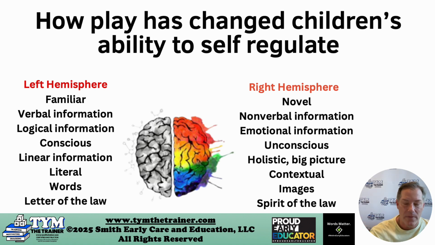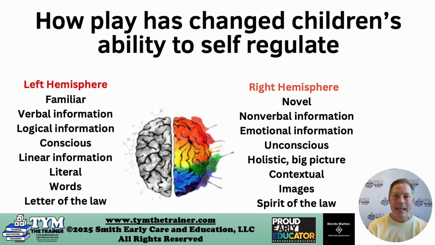It's contextual, lots of images, spirit of the law, spontaneous, fun, carefree. That's the right hemisphere of the brain. So when you look at these two, left hemisphere and right hemisphere, most of what we do in early education are right hemisphere activities. How you relate this to self-regulation, the ability to compose, the ability to self-regulate, the ability to maintain self-control, those are all right brain functions. It is not left brain, it is right brain.